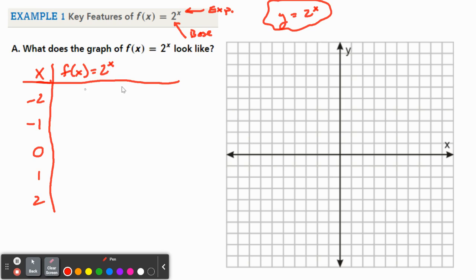I'm going to take my x values and replace them for this x. So let's do that now. Let's go 2 to the negative second power, taking this -2 and putting it in place of x. This is the negative exponent rule, which means you reciprocate that 2 to make it 1 over 2, and then the exponent turns positive. 1 over 2 squared, 2 squared is 4, that's 1 over 4.